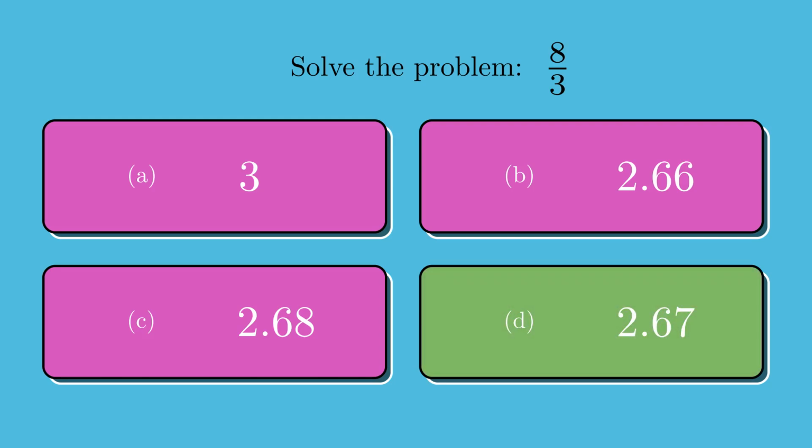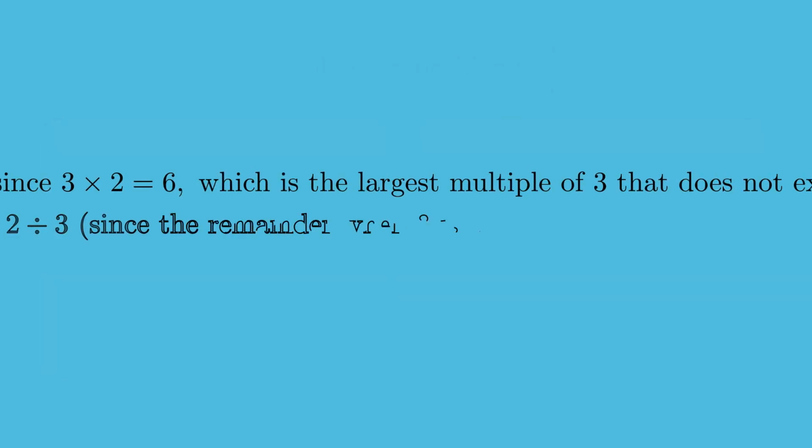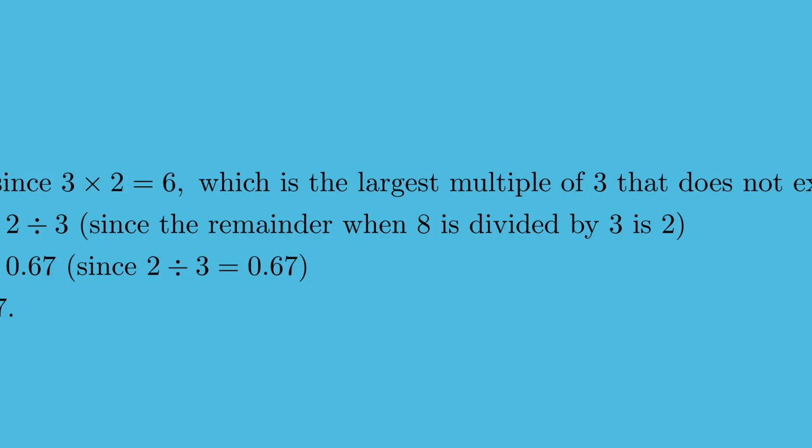Correct answer is D. To solve the problem, 8 divided by 3, we first look at how many times 3 can go into 8 without exceeding it. That number is 2. Now we subtract 2 times 3, which is 6, from 8. That leaves us with a remainder of 2.